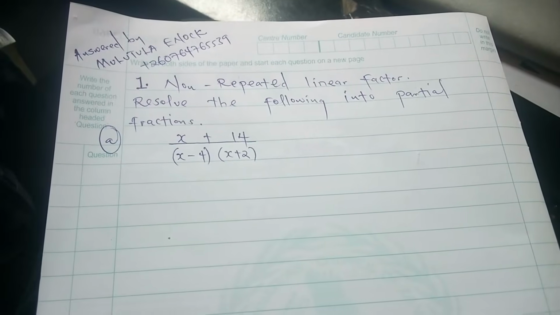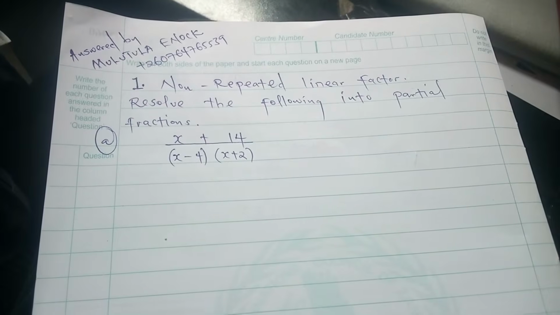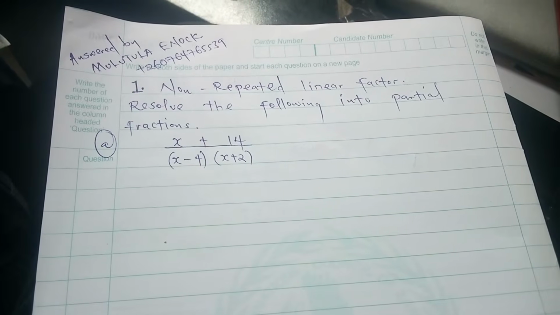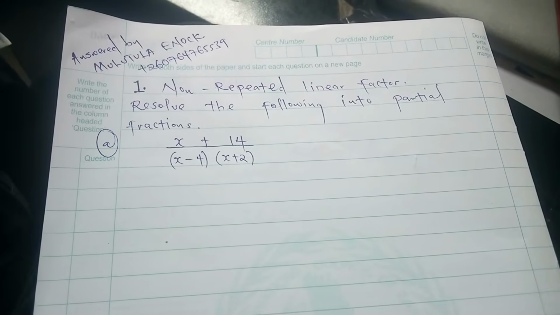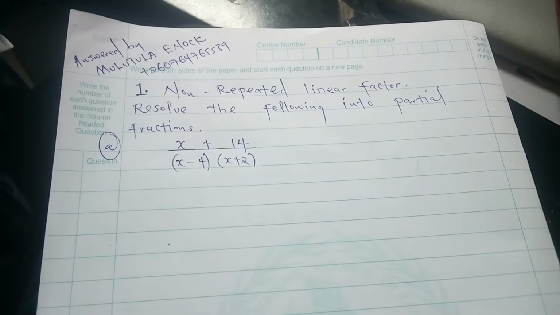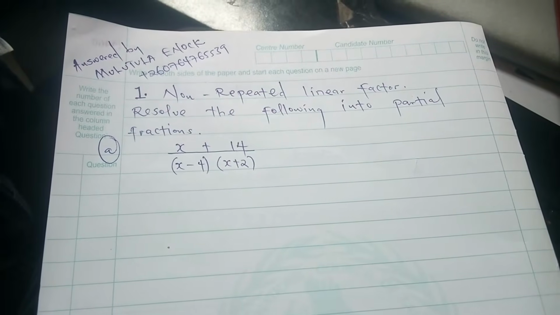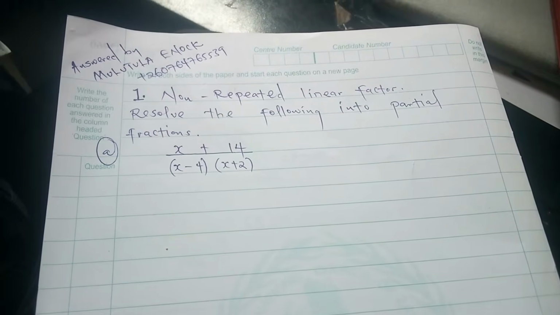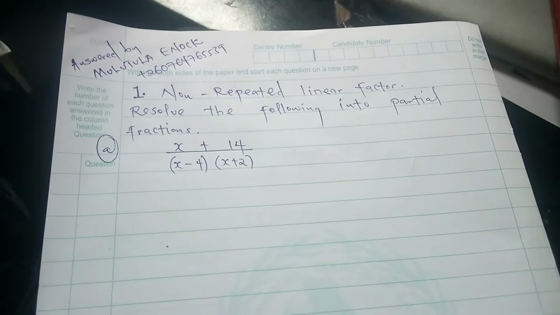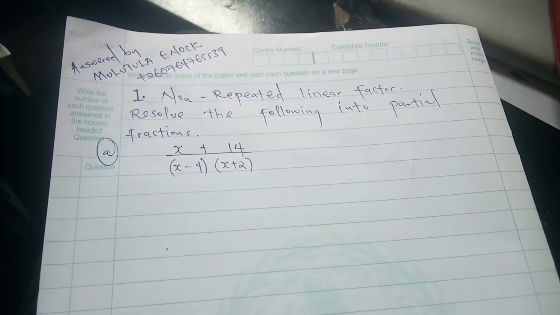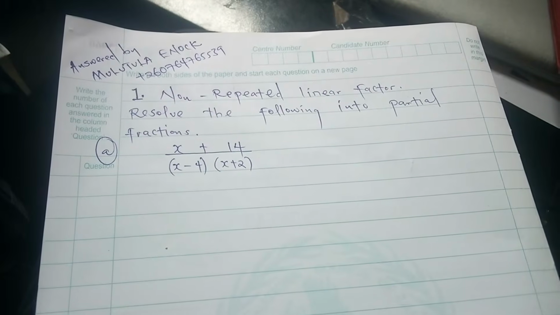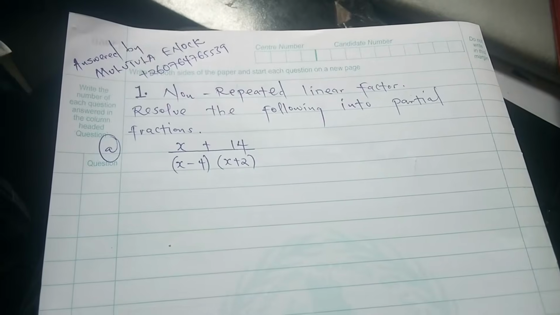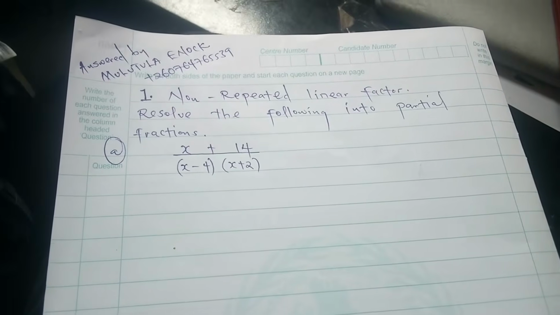We are going to start with the non-repeated linear factor, because there are four types of partial fraction. The first one says resolve the following into partial fraction. Partial fraction is just the way of breaking down the complex fraction that is given into a simple one. So we start.